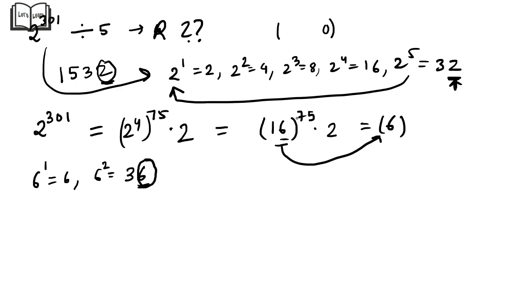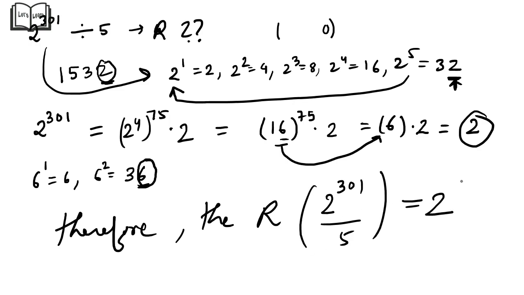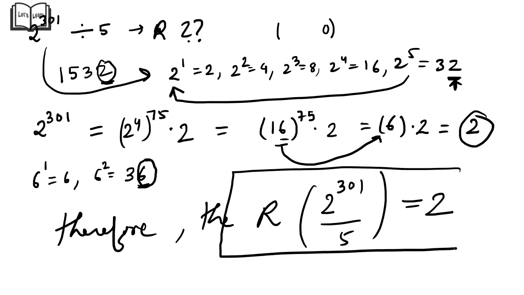So 16 raised to the power 75 will give 6 as the last digit, that is the unit digit. It is multiplied by 2. If you multiply 6 with 2, the last digit will be 2. Therefore, the remainder of this problem, that is 2 to the power 301 divided by 5, is 2. I hope you have understood how to solve this kind of problem.